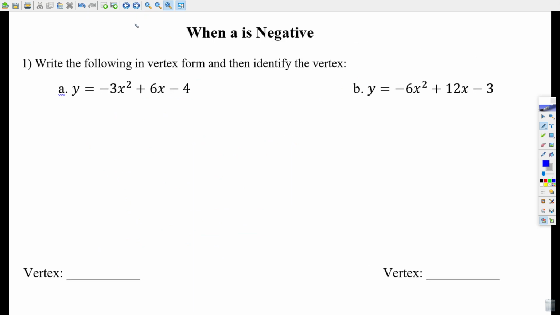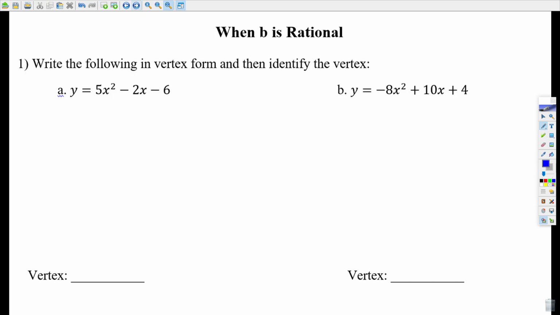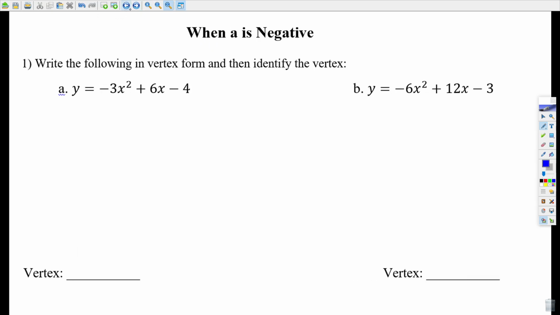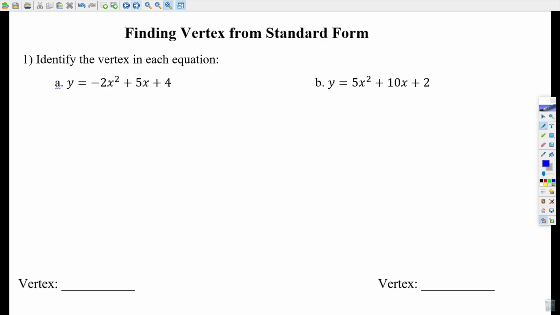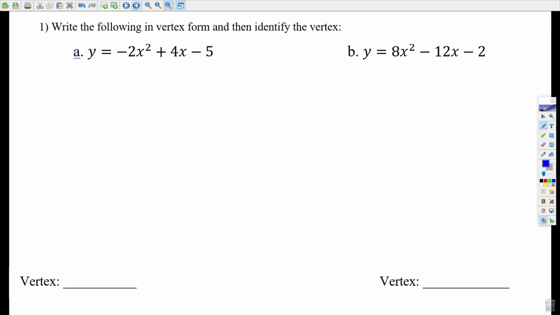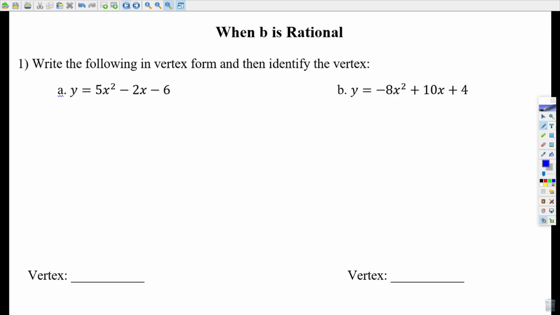So there's some team huddle. There's only 4 problems to try. But then we're going to move on, so you guys stop and do that, and then we're going to move on to what happens when a is negative. So we have 2 different types. We're going to do a is negative, and then we're also going to do rational numbers. So we have a couple left to do.